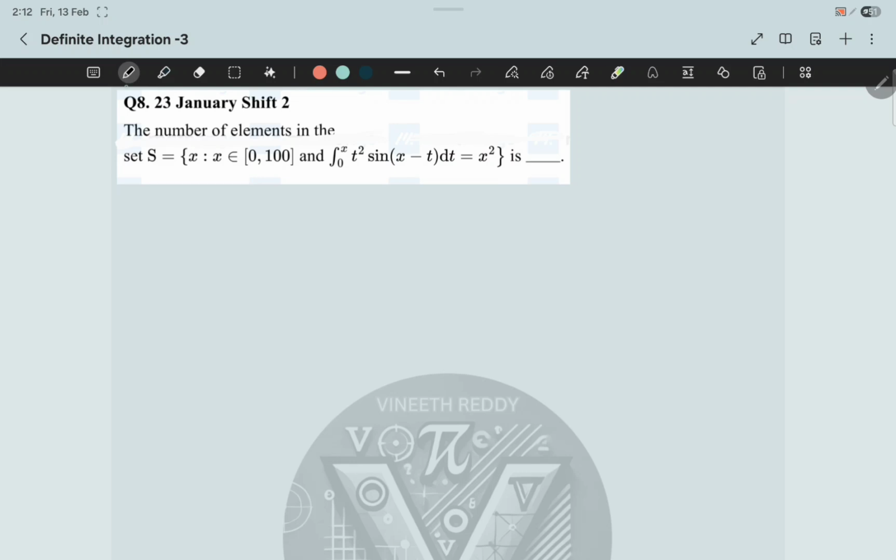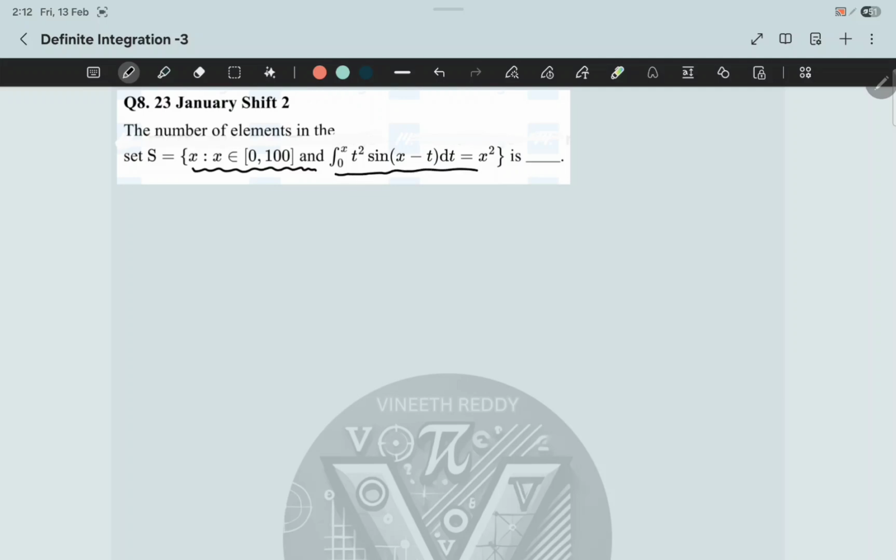So the first question says: the number of elements in the set S, x is such that, now this is in set builder method, x belongs from 0 to 100, and integral 0 to x t square sine of (x minus t) dt is equal to x square. I think we have to solve this, right?